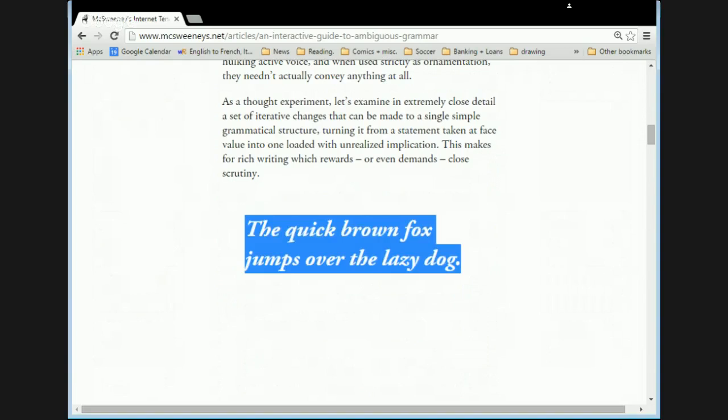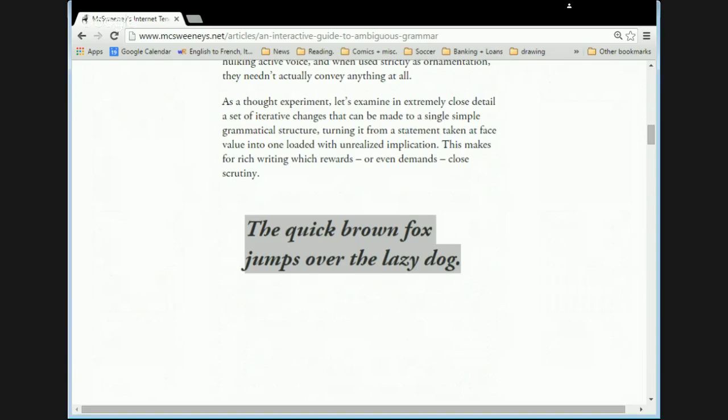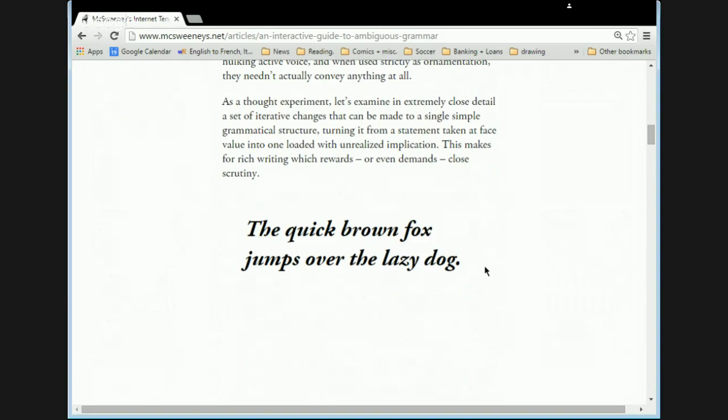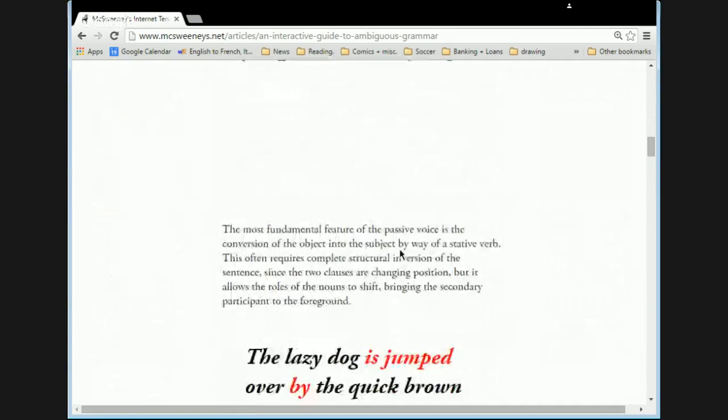Does anybody have any questions on this part? The last sentence: this makes for rich writing which rewards or even demands close scrutiny. And then the quick brown fox jumps over the lazy dog. Is that the question? Yes, the previous one. So he's saying that the passive voice rewards people who look at it closely and even demands people look at it closely. And be aware, this is all a joke.